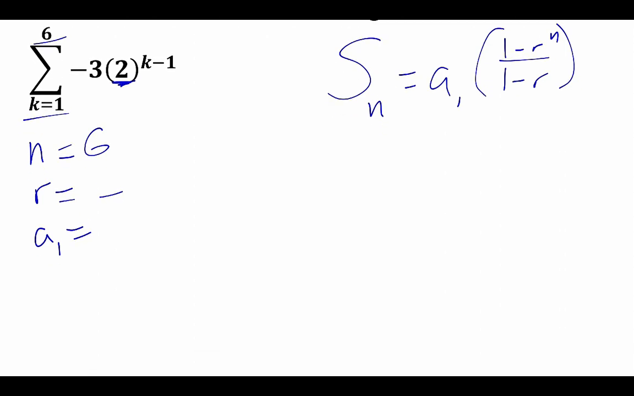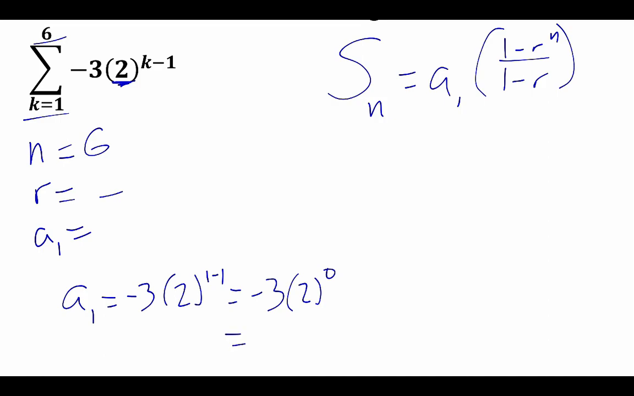Now, a sub 1, there are a couple of different things you can do. You can go ahead and plug 1 into your equation. So we got negative 3 times 2 to the 1 minus 1, which is negative 3 times 2 to the 0, which ends up being negative 3 times 1, which is negative 3. So r again was 2, and a sub 1 is negative 3.